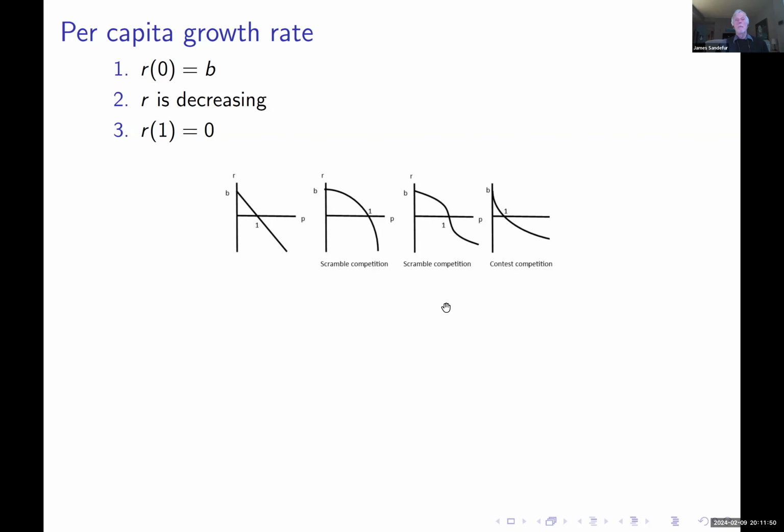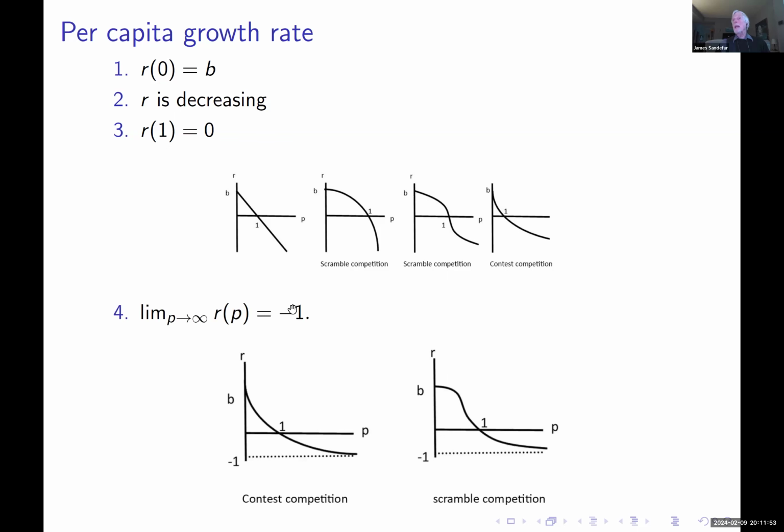Now, for the discrete model, you cannot have the per capita growth rate go below -1. If it went below -1, it would say more than 100% of the population died, and that doesn't make any sense. And that's what went wrong with this logistic model. So for the discrete model, we have to have this additional assumption.